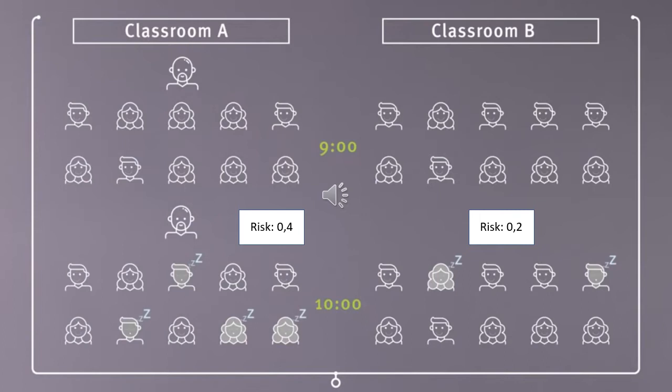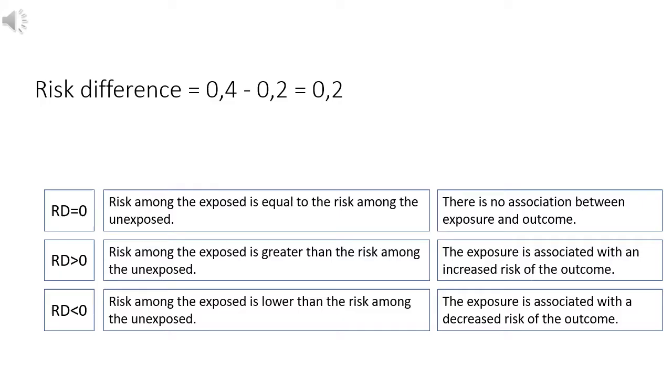Let's look once more at the classroom A, which is exposed to the boring lecture, and classroom B, which is unexposed. The risk of the sleeping in classroom disease in the exposed classroom is 0.4. The risk in the unexposed is 0.2. So the risk difference is calculated as 0.4 minus 0.2, equals 0.2. What does that mean?